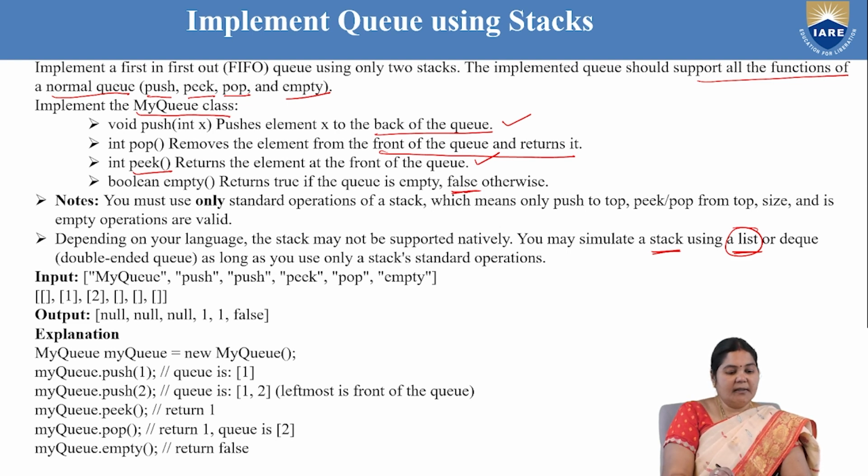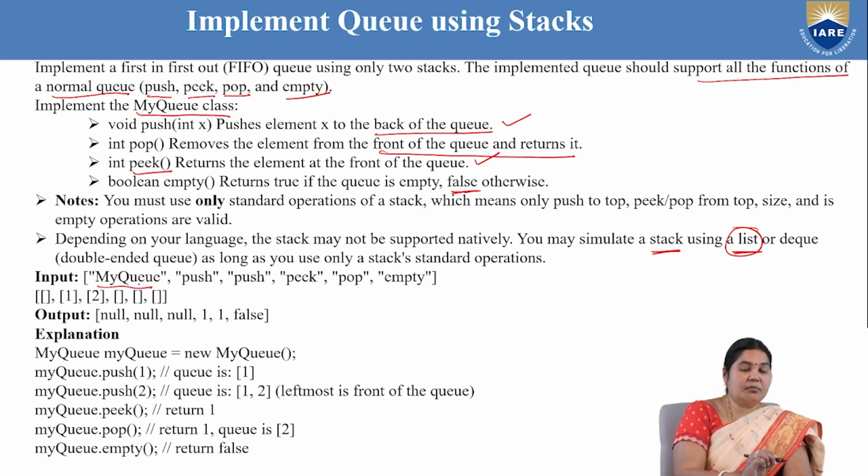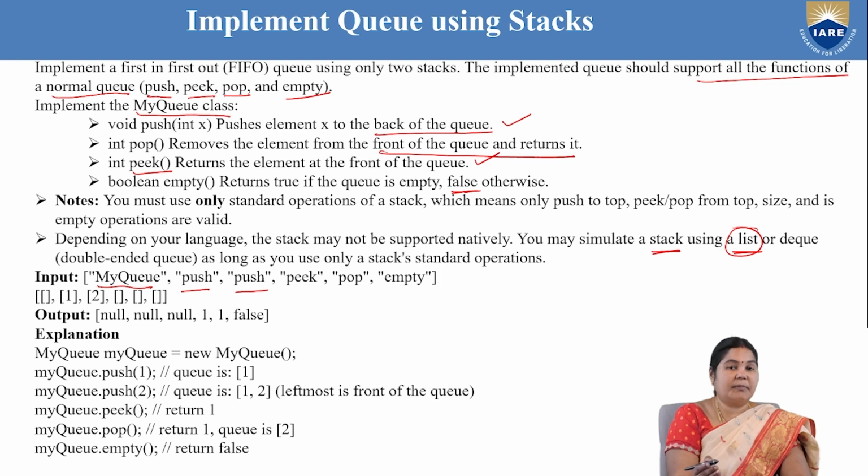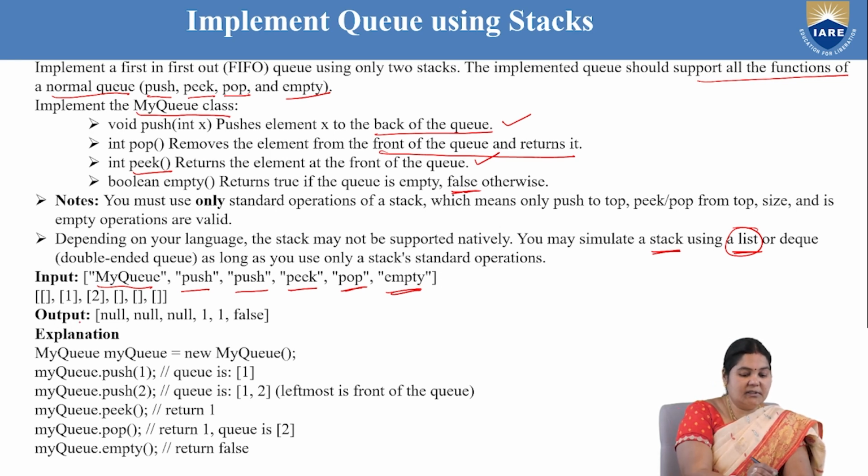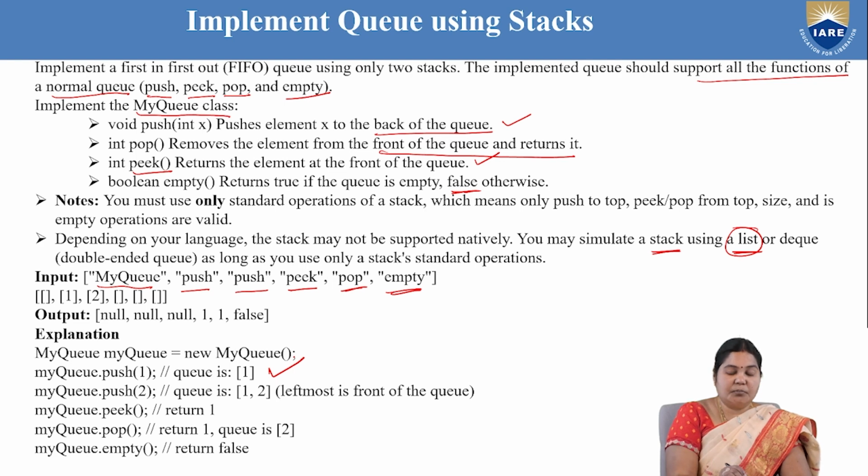Right. If you look at the test case, what are the operations given? You have to initialize a MyQueue. You have to create a MyQueue class and do the push operation 2 times. That means 2 elements you have to push from the back of the queue. Then you have to peek. Peek will return the element from the front of the queue. Then pop will remove the element from the front of the queue, and empty will check whether the queue is empty or not. Okay, so what is the order? You can see 2 elements are pushed. First we are pushing one element, 1. So if I see, this is my queue.